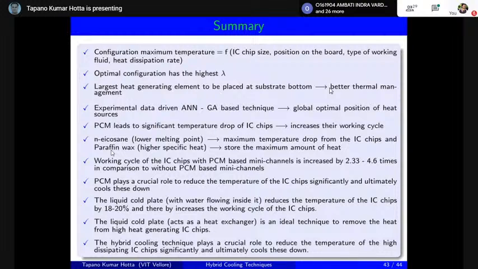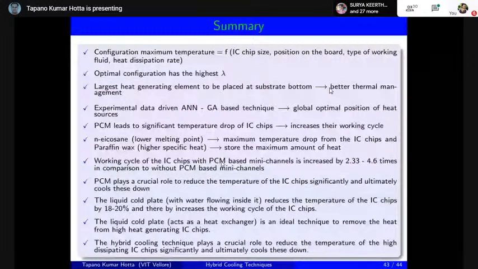But if you go for a higher specific heat paraffin wax, this will help you to store the maximum amount of heat. So depending upon the application, you can go for either N-icosane or paraffin wax. Both are commercially available in the market and easily available. So if you just want to start an experiment, maybe you can think about both these candidates.